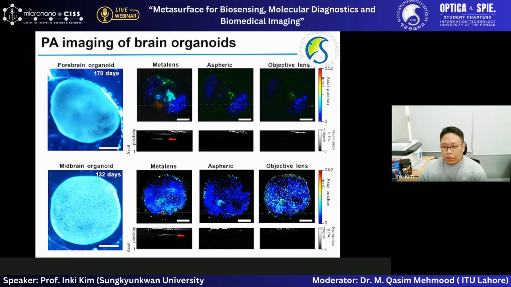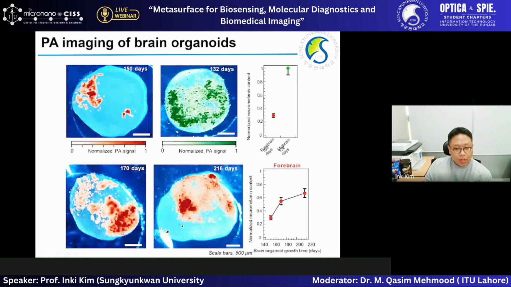And also, another powerful point is that you can continuously monitor the organoid as it grows. If you see these different days of the organoid, and by growing the organoid, you can see the neuromelanin accumulation. This is only doable using photoacoustic microscopy because you don't change any chemical composition of the organoid, and you don't have to kill the organoid for the imaging.